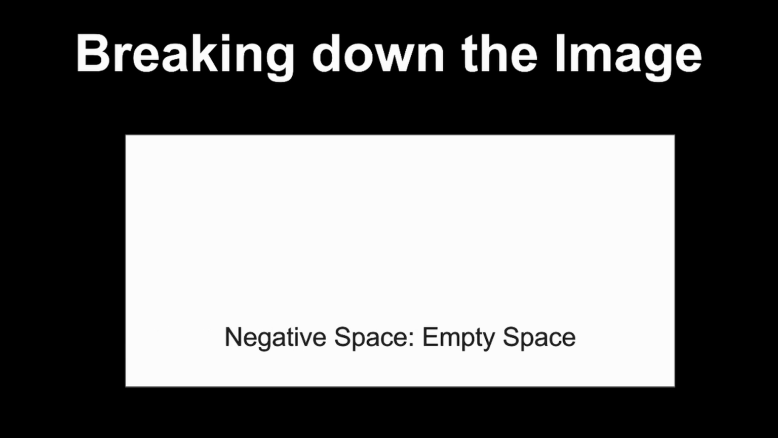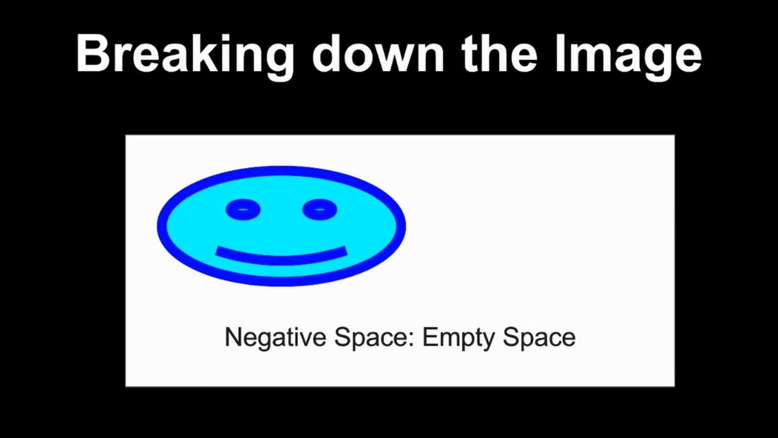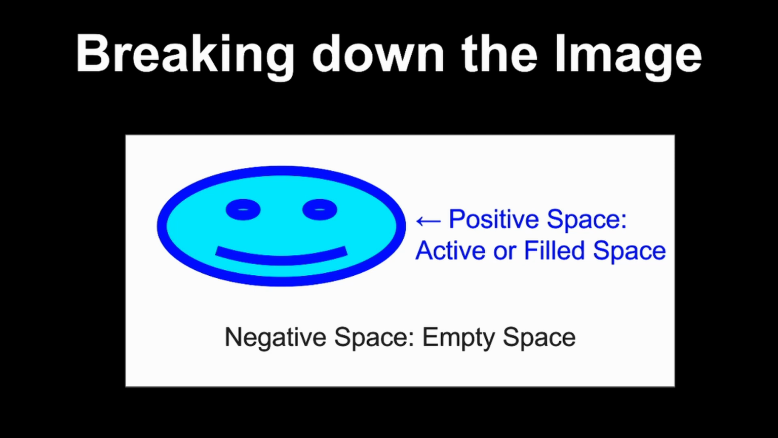Okay. If I don't have anything on my piece of paper, it is empty space. I might also call it negative space. Once I draw something on there, like my friend Ted right here, it's filled space, it's been activated, so it's positive space. So if I tell you you need to activate the paper more, that means you probably have a lot of negative space or empty space.